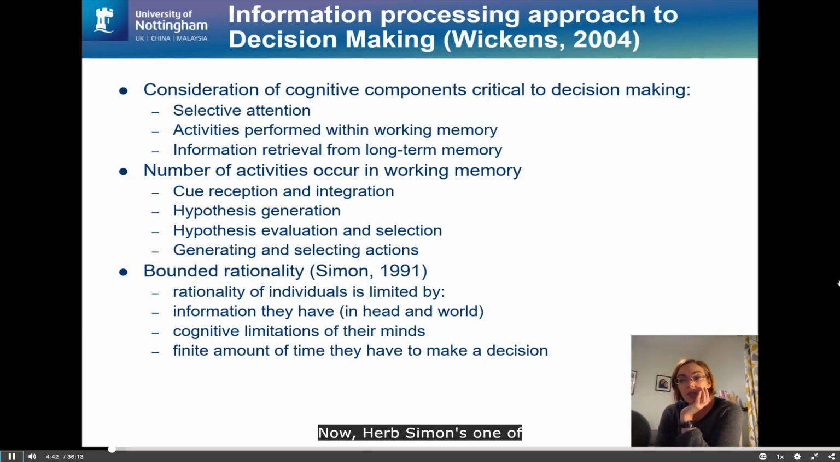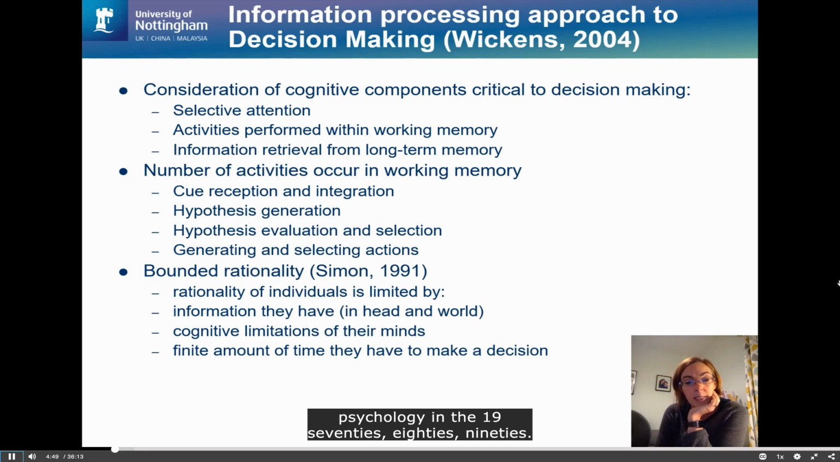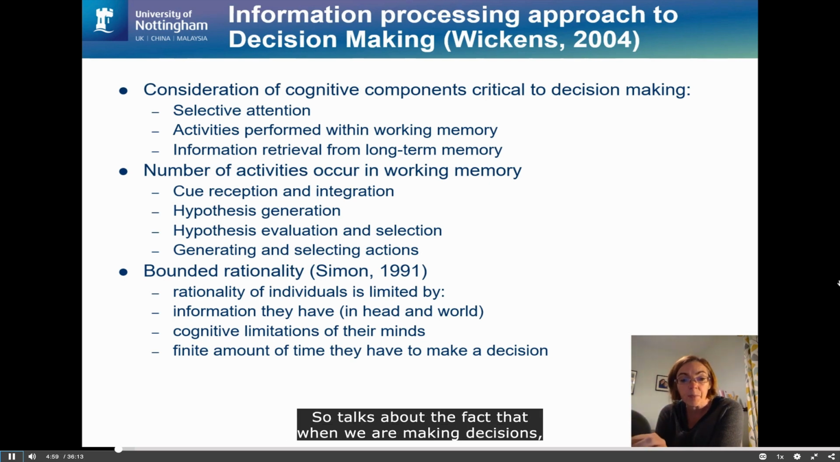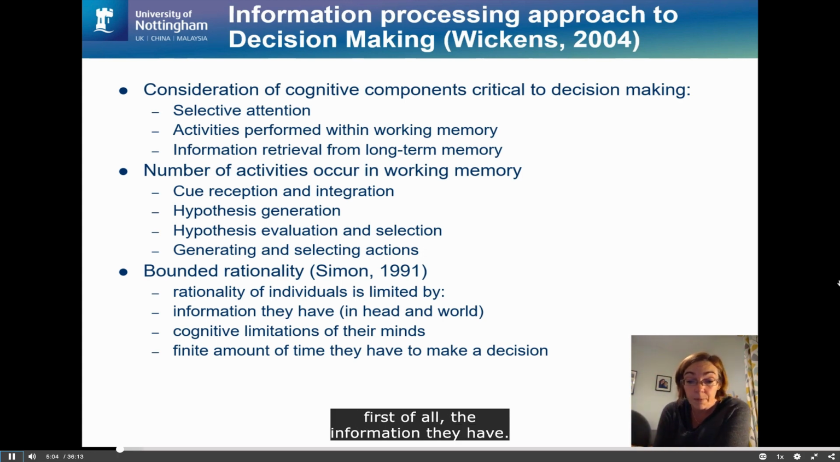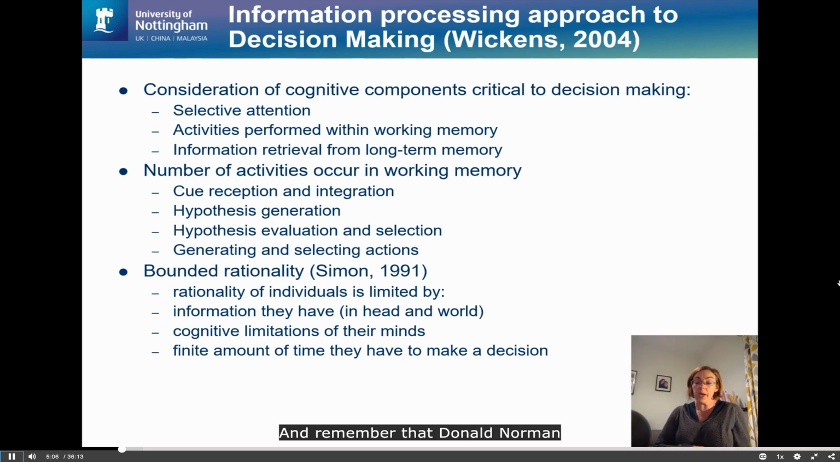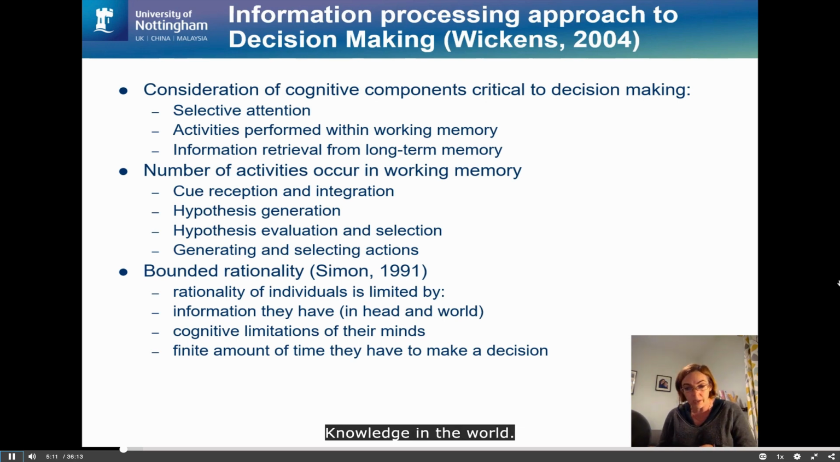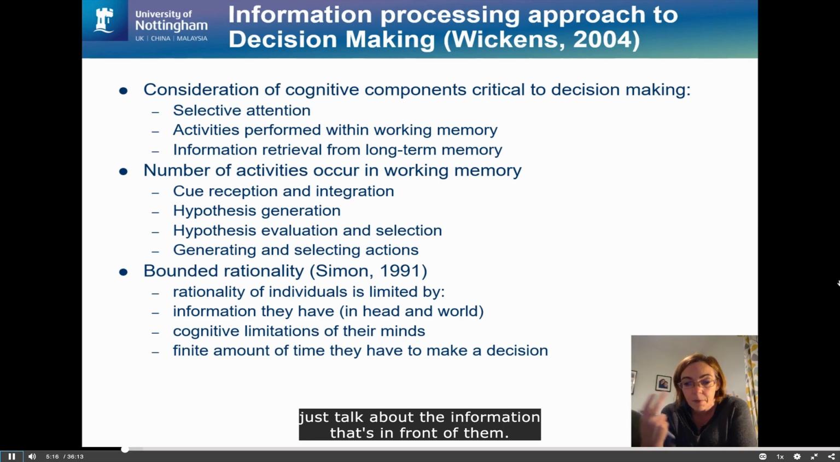Now, Herb Simon, one of a really interesting group of people who worked in artificial intelligence and psychology in the 1970s, 80s and 90s, highlights the importance of bounded rationality. So he talks about the fact that when we are making decisions, the rationality of individuals is limited by, first of all, the information they have. And remember that Donald Norman reminds us about the distinction between knowledge in the head and knowledge in the world. So information they have doesn't just talk about, say, the information that's in front of them.